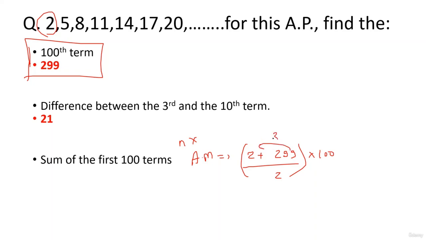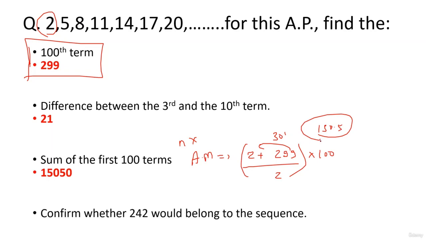299 plus 2 is 301 upon 2 will be how much? 150.5 multiplied by 100, you will have your answer 15050. That's about it. Okay, last question.